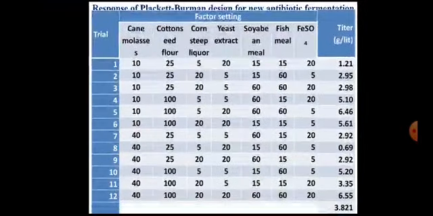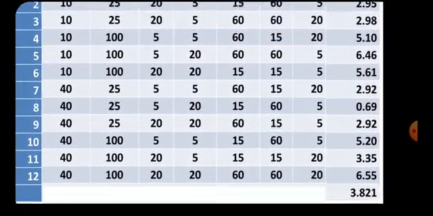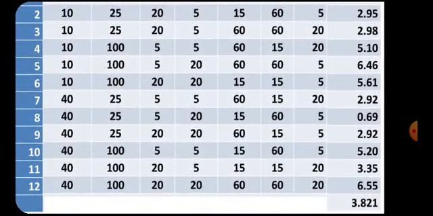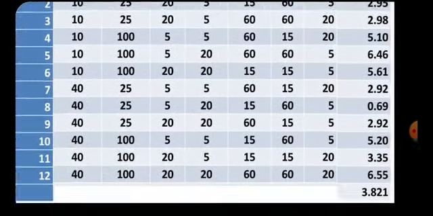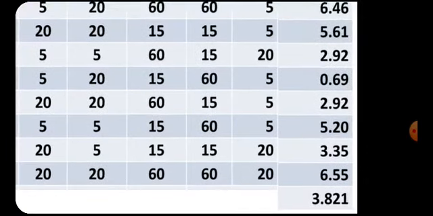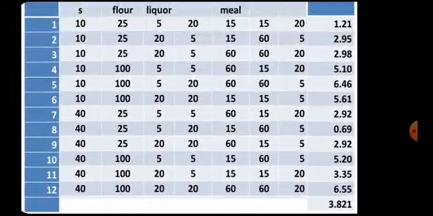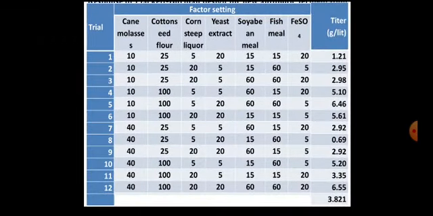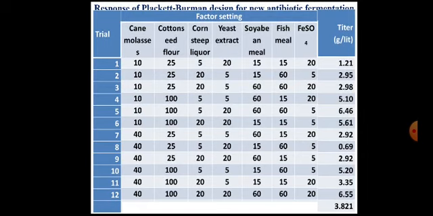So what do you conclude from this? We cannot conclude anything from this, or otherwise you will say that the trial showing the highest response will be the optimum, will be the optimized medium. No, the optimization process is not yet over. You can see that I think it is the 12th trial which is showing the highest response, 6.55. This doesn't mean that the medium composition should be this for the maximum production of antibiotic.